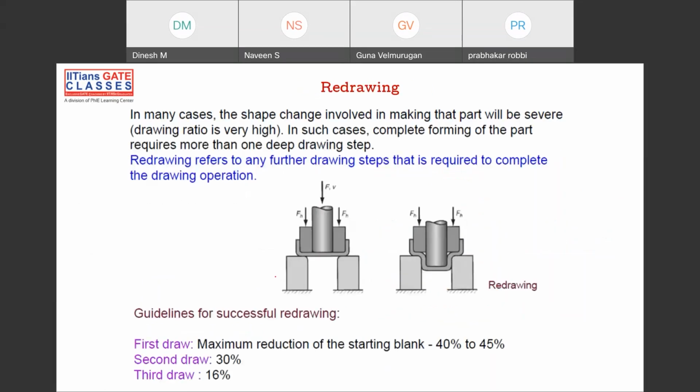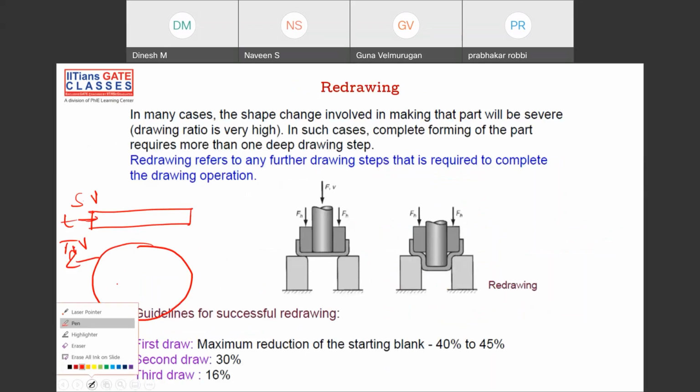Now, I have a very thick blank. Of course, this is another view. This is the top view, and this is the side view. So now the thickness is very high. Very high in the sense that it's not categorized into bulk metal operation. It is still categorized into sheet metal operation, but the thickness is a little high, and you want to make a very deep cup like this.